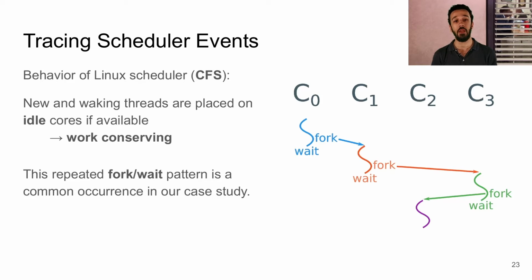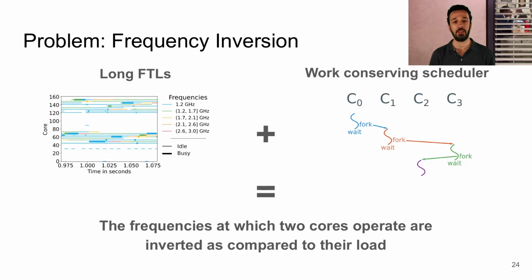The beginning of the compilation of Linux is actually quite sequential. There are never more than a couple of threads that actually run concurrently. By constantly using idle CPUs for newly created threads, CFS uses many CPUs while only a few were actually necessary. Combining the long frequency transition latencies and the placement algorithm of CFS that prioritizes idle CPUs creates the actual problem, frequency inversion.